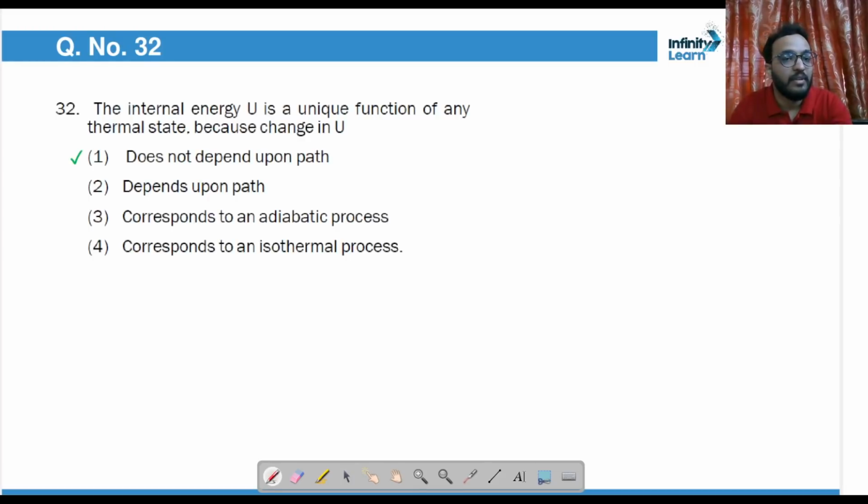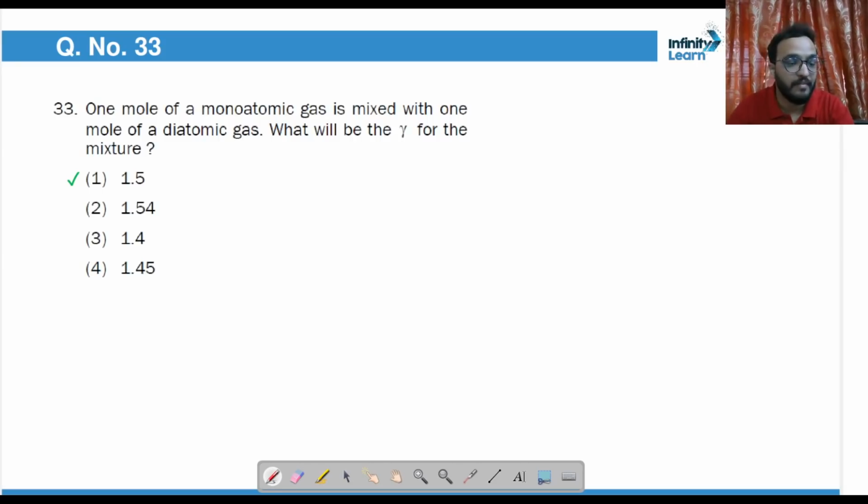Right? Now, the internal energy U is a point function, not a path function, because it does not depend upon path. Simple, it depends upon points. That means it's a state variable. It's not a path variable, it's a state variable. It does not depend upon the path, it depends upon the points or the states, initial and final states.